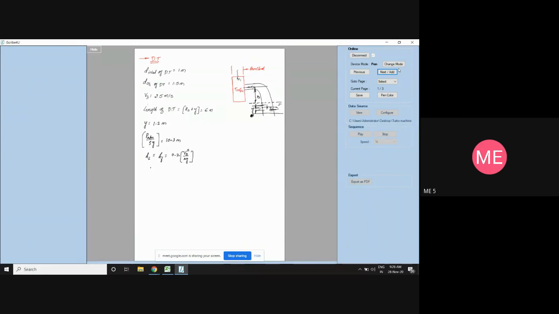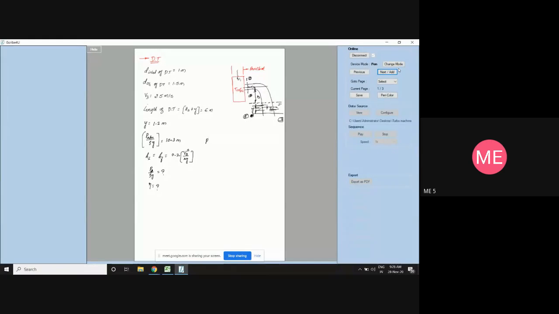Find the pressure head at the inlet. He's asking P1 by rho g. For your reference, I'll take this as section 2, and this as 3 and 3. So he's asking the inlet of the draft tube, so P2 by rho g is how much? He's asking what is P2 by rho g, the section pressure at the inlet of the draft tube, and the efficiency of the draft tube.